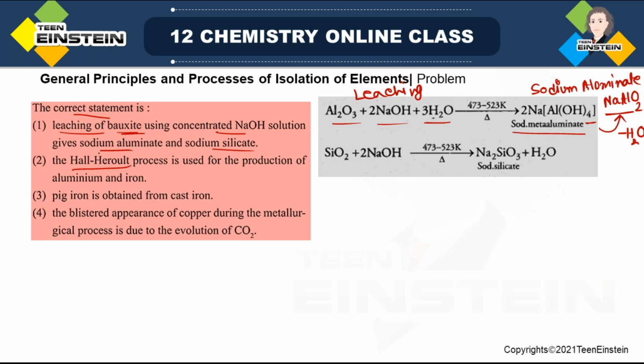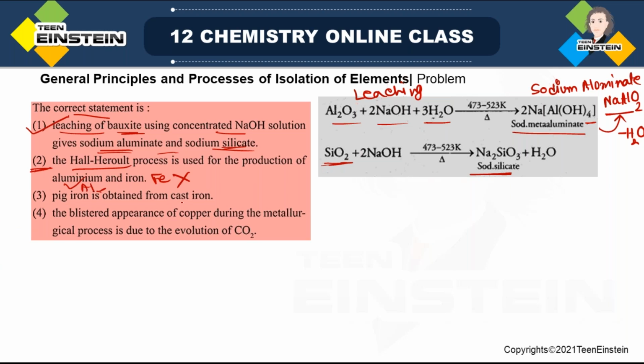So here it is mentioned that it gives us sodium aluminate and sodium silicate also. So this NaOH is also reacting with this impurity and forming sodium silicate. So this statement is correct. This is true. Next, all the other three statements will be wrong, but we will see why. The Hall-Héroult process is used for the production of aluminium and iron, but it is used only for aluminium, not iron. So that is why this statement is not correct.